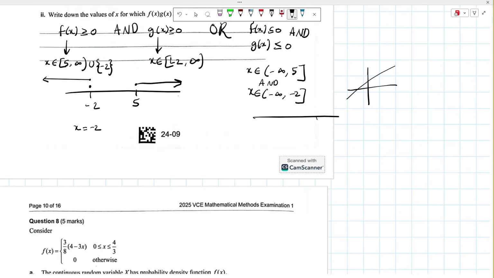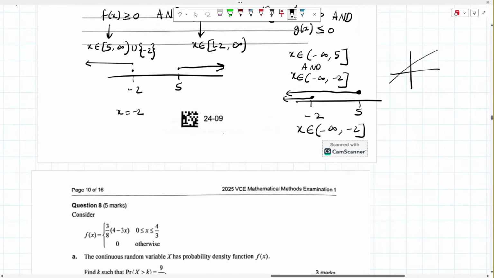Let's see this. So we have 5 and we have negative 2. Negative infinity all the way to 5 looks like this. Negative infinity all the way to negative 2 looks like this. Where do these two overlap each other? Well, they overlap each other here. So that's just negative infinity to negative 2.